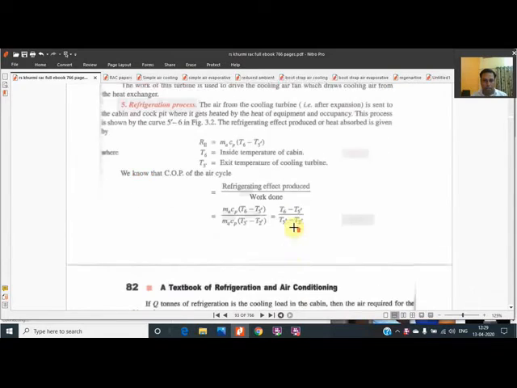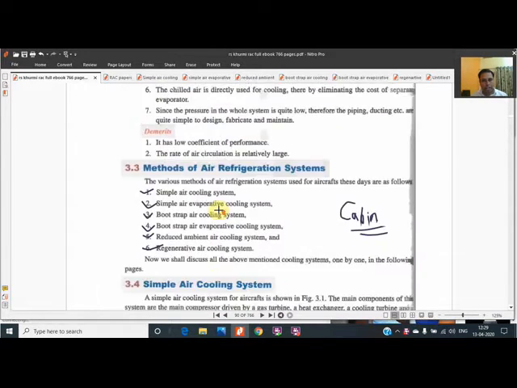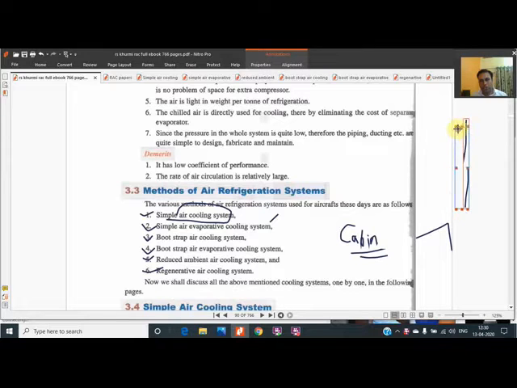Now we will start with the lecture, because we have to cover all the systems, and in each and every system the air is taken from the atmosphere. First is the simple air cooling system. Second, in the air cooling system, if we use one more heat exchanger, meaning after compression, instead of cooling in a single chamber, we cool twice, then it is called the simple air evaporative cooling system.